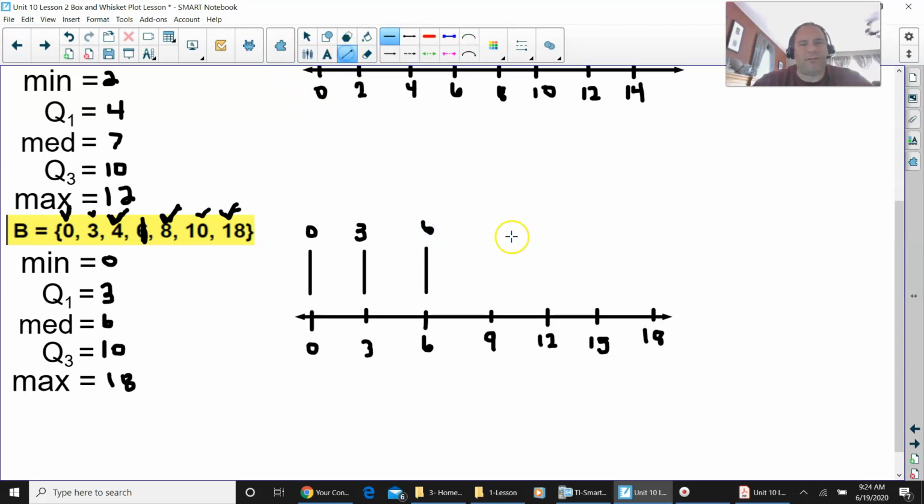Then I'm going to put another line right here where 10 would be. So I'm going to just make sure it's at around 10. Right there. And that's 10. And then the last number is 18. That's the max. So I'm going to put it right there. Making sure that that's 18.